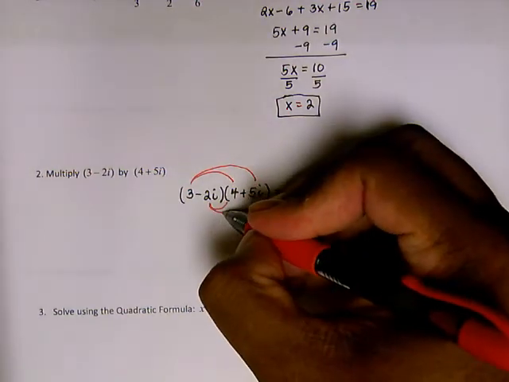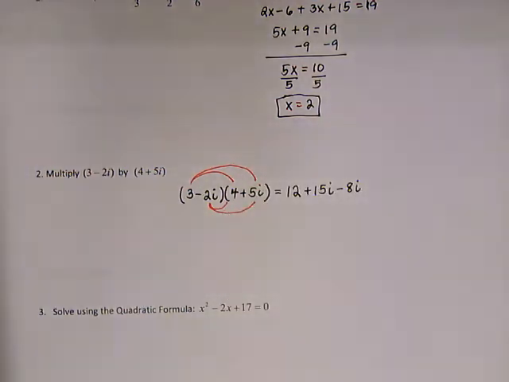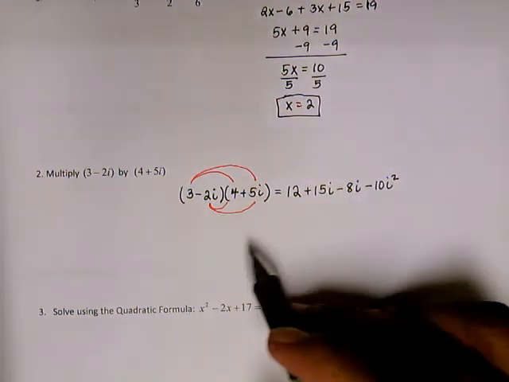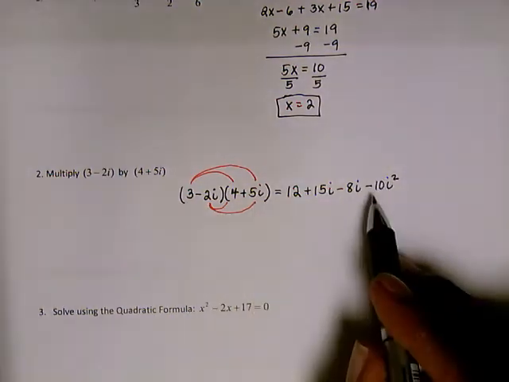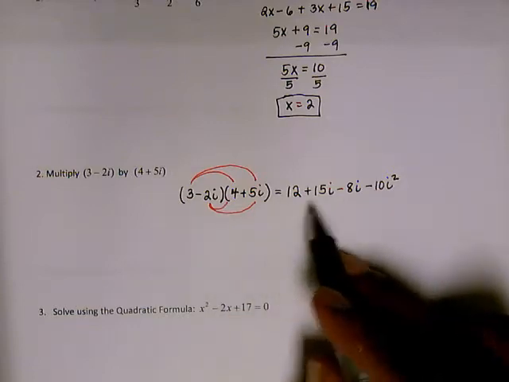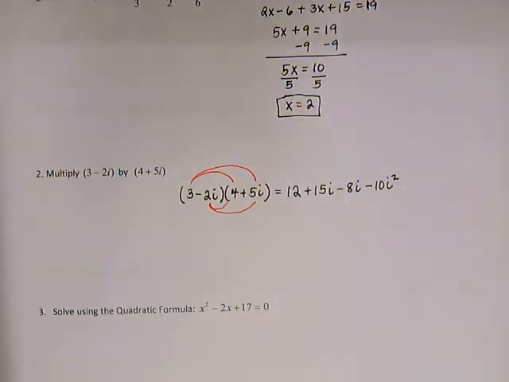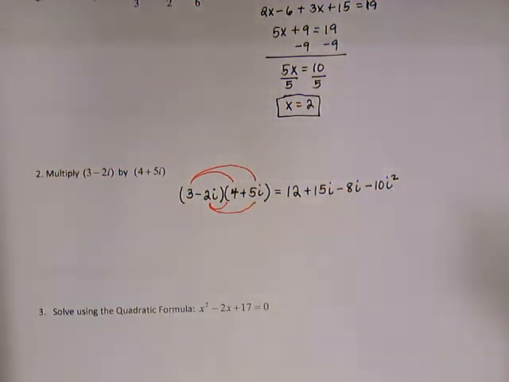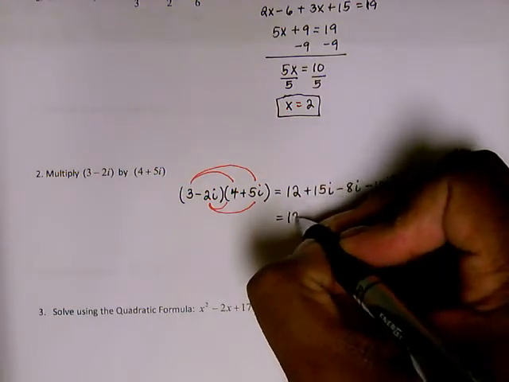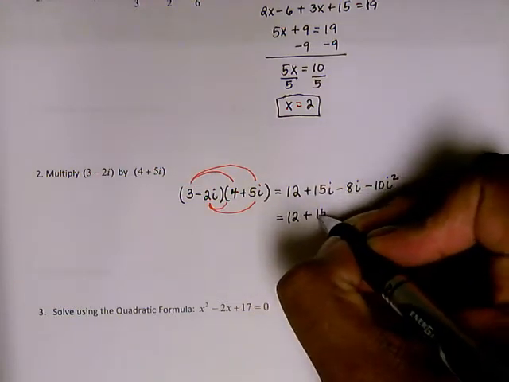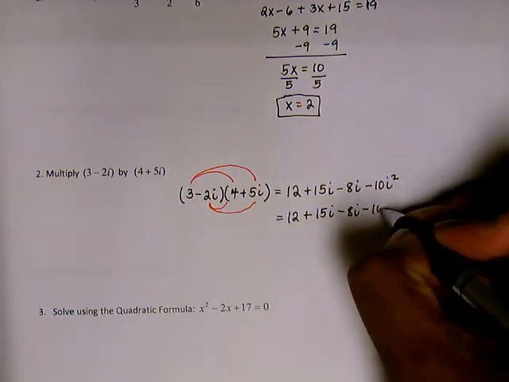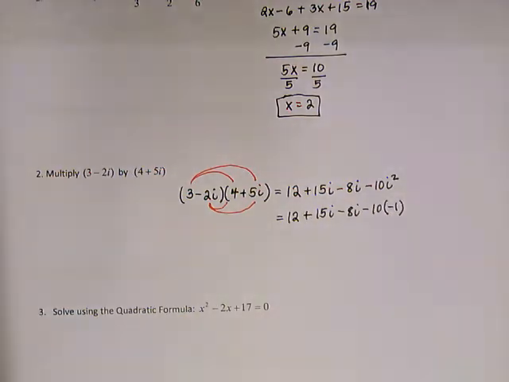And then the last term times the last term, minus 2i times a plus 5i will be a minus 10i squared. Because then minus 2 times the 5 will give you the minus 10, and then i times i will give you i squared. Now, as I mentioned earlier, you have to replace your i squared with negative 1. Okay, so what I'm going to do here is rewrite this as 12 plus 15i minus 8i, and then this minus 10, the i squared will be replaced with negative 1.